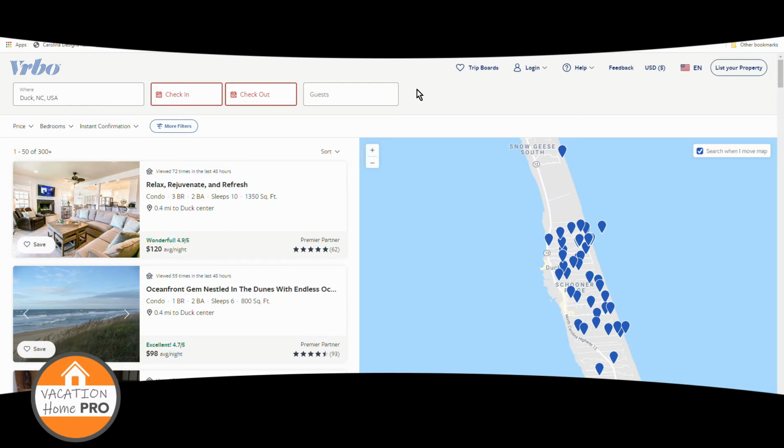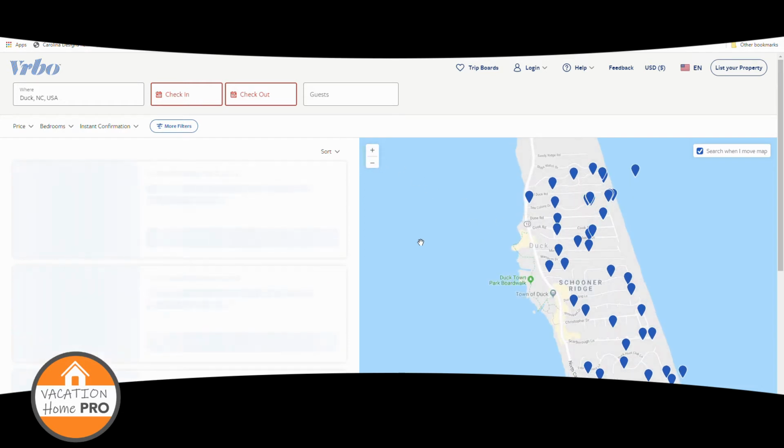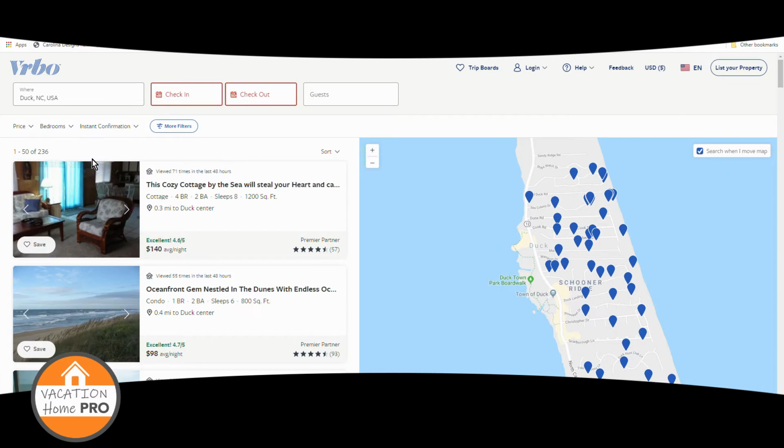So let's look at how we can do this on VRBO's platform. I've typed in Duck, North Carolina, and it says that over 300 plus properties are available in Duck with no check-in information. I really want to get to a number that is specific, not 300 plus. So I'm going to zoom in a little bit, and the map is defining the inventory that's listed on VRBO, and this gives me a number of 236.